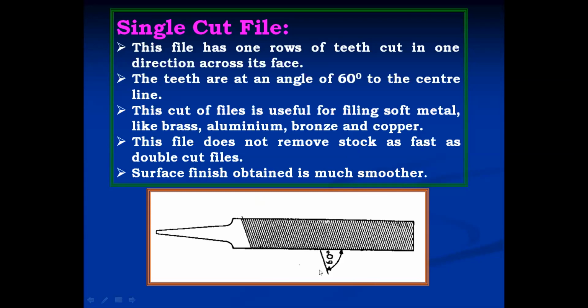In a single cut file, the teeth are arranged at a 60 degree angle, and it is used for filing soft metal like brass, aluminum, bronze, and copper. Okay. Next, double cut file.